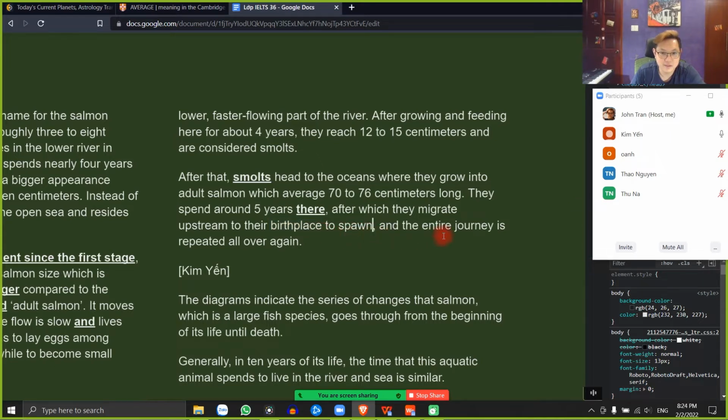To spawn, and the entire journey is repeated all over again. Well, you can say this is an entire journey, or you can say a cycle. Có thể dùng chữ cycle hoặc là chu trình, một cái hành trình. When you use an entire journey, it's repeated over again. You can also mean the entire cycle repeats again. But there's no difference in meaning. Cái ý nghĩa nó không thay đổi nếu mà các bạn dùng cách nói này với cách nói mà cái vòng đời nó lặp lại một lần nữa. Nó không thay đổi, cho nên mình nghĩ cái này là ổn, I think.